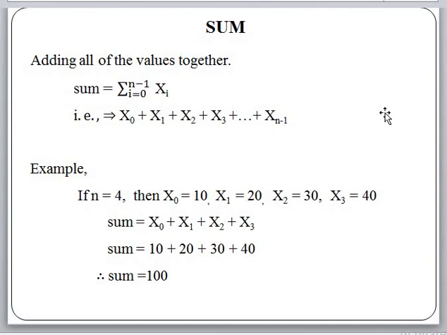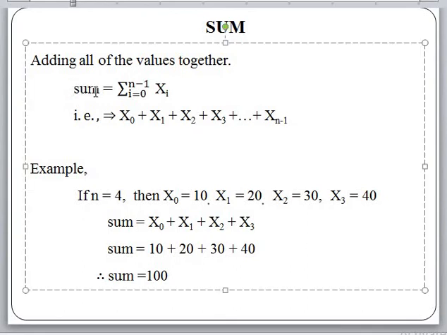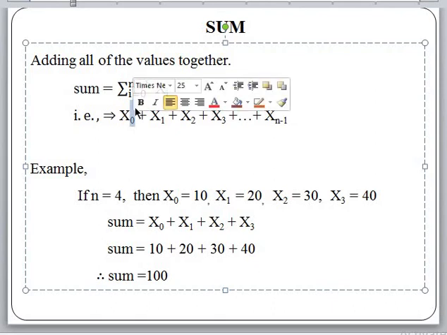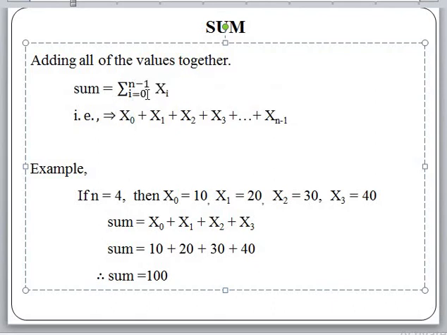Let us look into information related to sum. What is sum? Sum is adding all of the values together. So now we can have a formula or mathematical representation in this fashion. Sum is equal to summation of elements from ith position. If ith position is 0, why? Because we considered an array in which the first subscript is 0. That's why the positions of elements in an array are considered from 0th position till n minus 1.